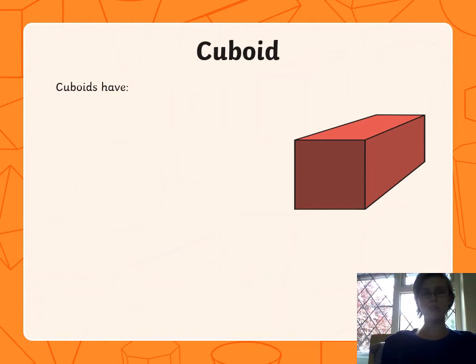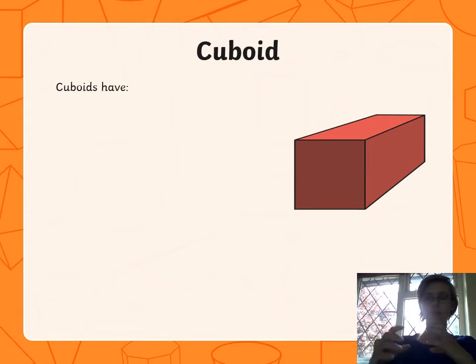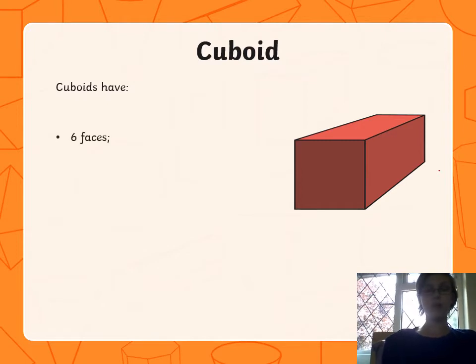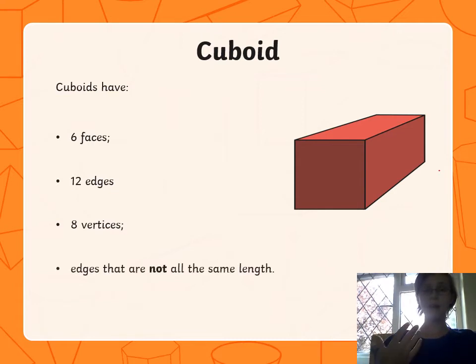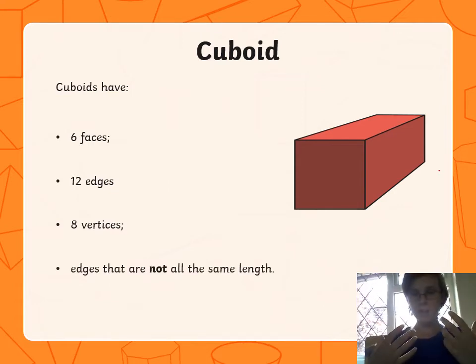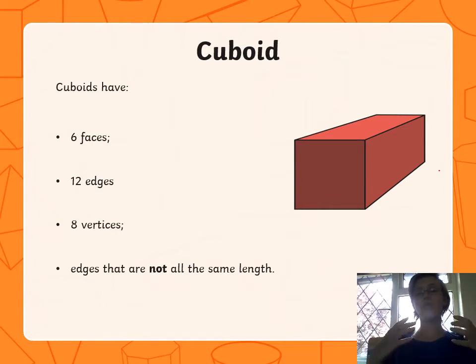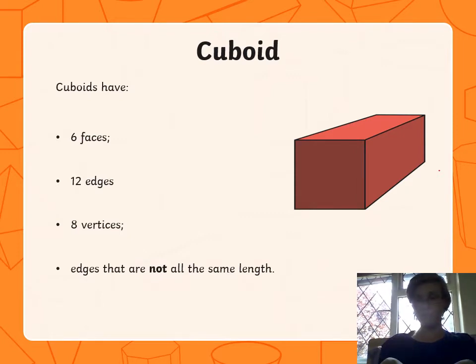Cuboid, we've had a chat about this one already. You can see that again it's got one square face and it's stretched out and it's got huge rectangular sides. They have 6 faces, so it's the same as a cube. They have 12 edges, the same as a cube, and they have 8 vertices, the same as a cube. The difference between a cuboid and a cube is the length of the sides. On a cube, the edges are the same length, the faces are the same size, and it'll have the same amount of corners.